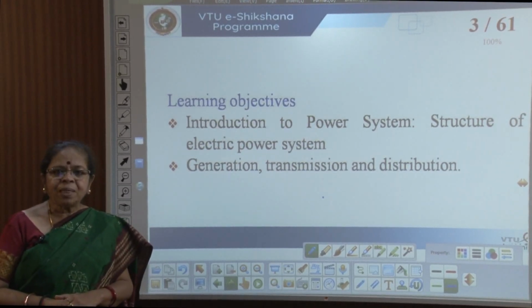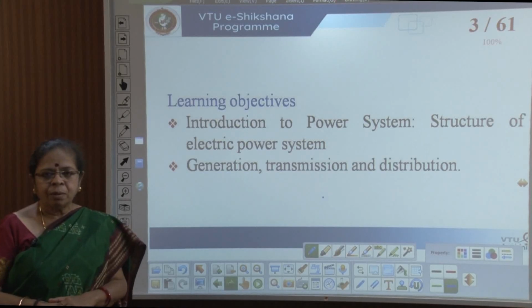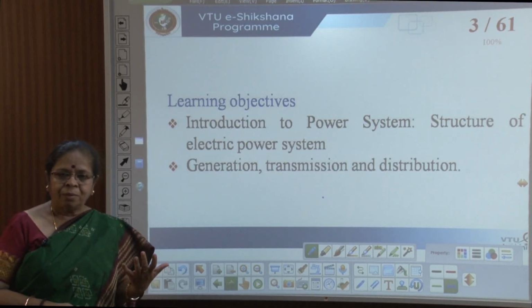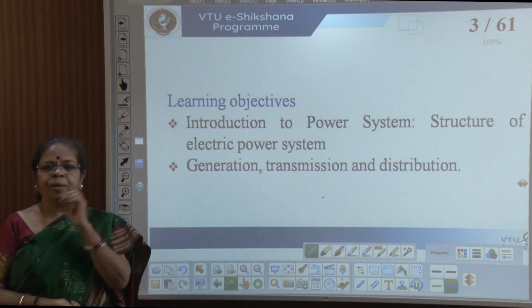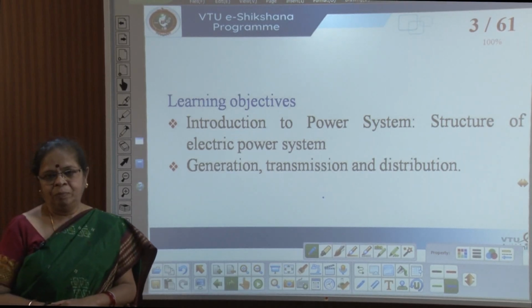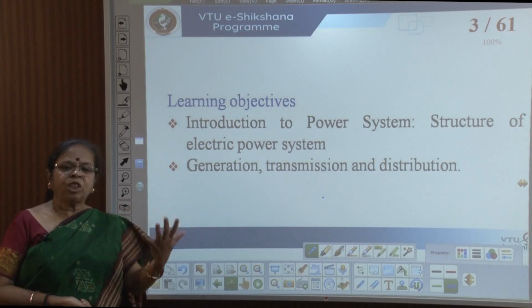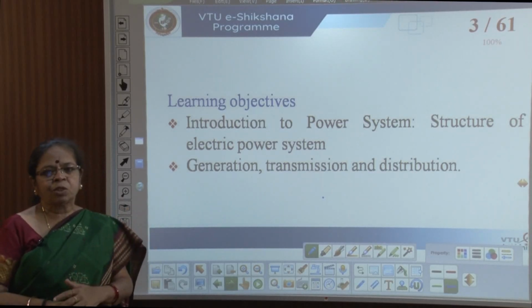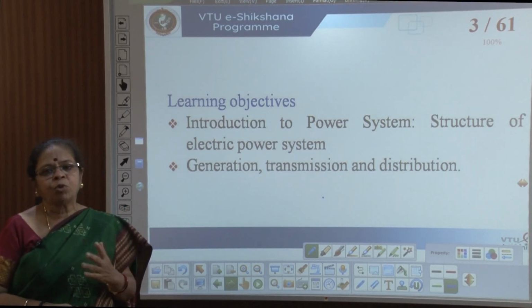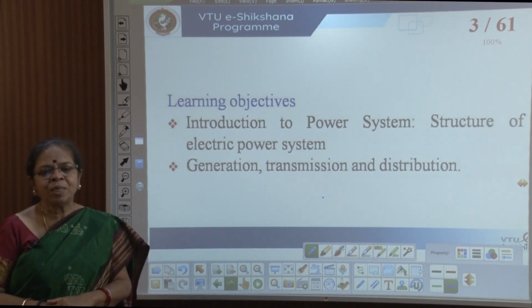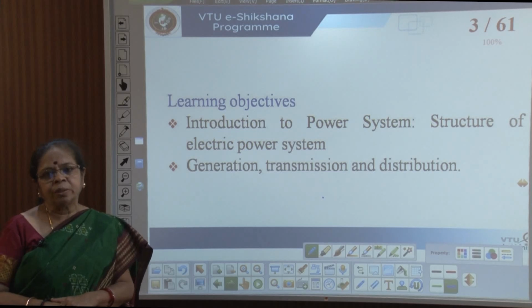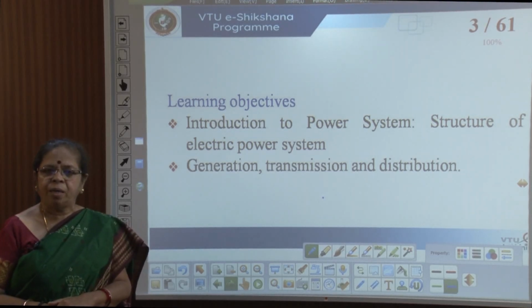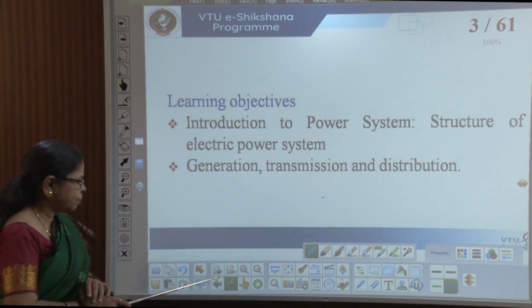Now what we will be seeing is whether I generate the power at the voltage levels as required by the consumer, or whether the generation levels, transmission levels and distribution levels have to be different. We will be studying all these aspects, and at the end of this session you will be able to answer a number of questions in your mind about these aspects.